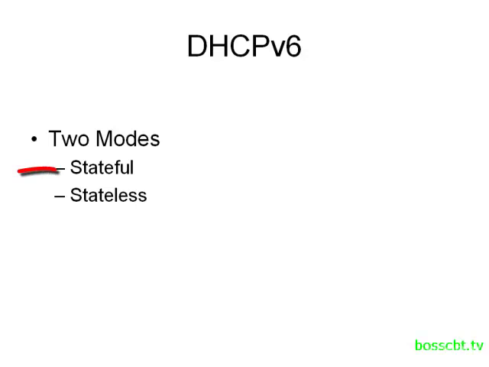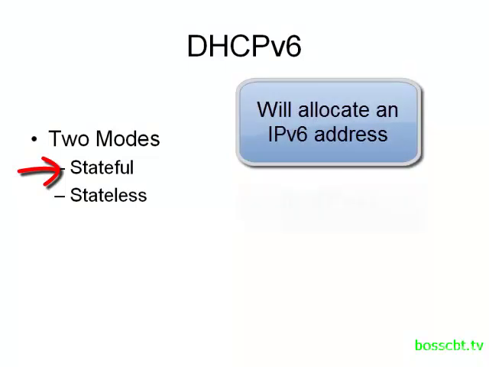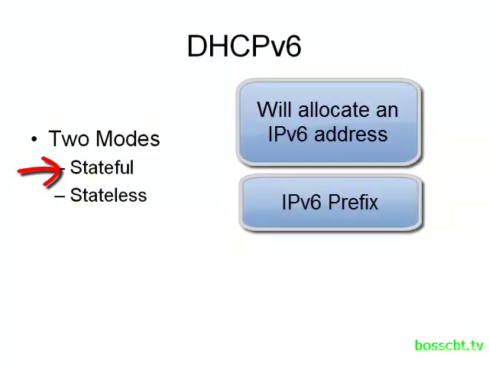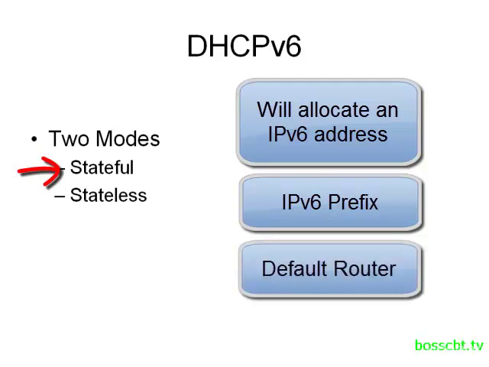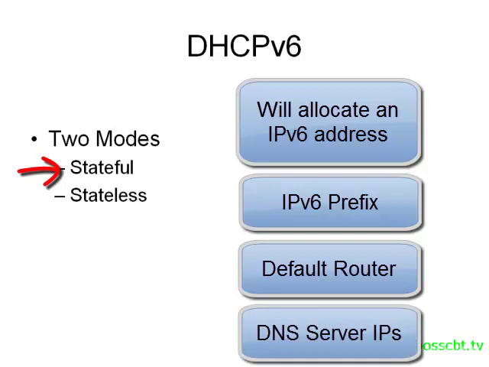This is the stateful mode, and this one's pretty easy because it's basically the same as what we know from IP version 4. So a stateful DHCP version 6 server will give a device an IP address. It will also tell it the prefix length to use, in other words, what subnet it's in. It will also tell a device what the default gateway is, what the default router is that it should be using. And then finally, it will give it the IP address of the DNS servers that it should be using.